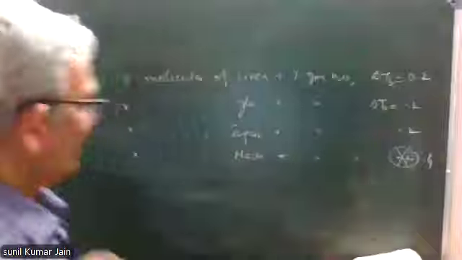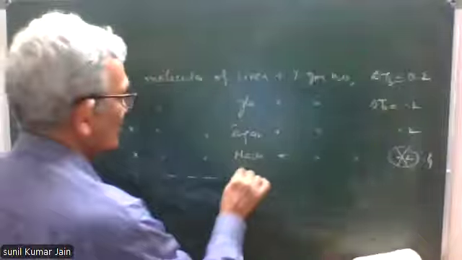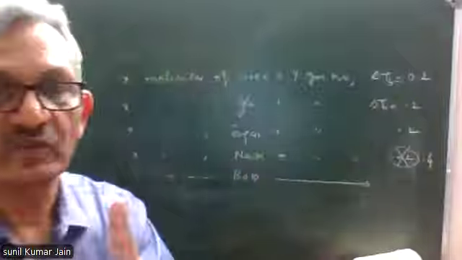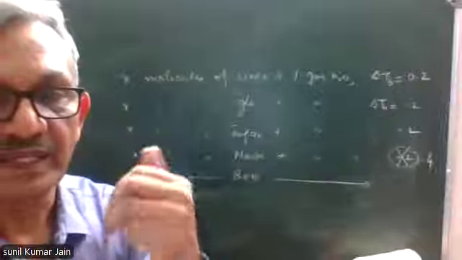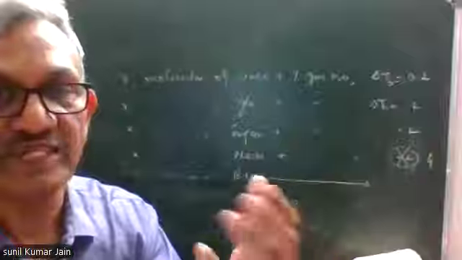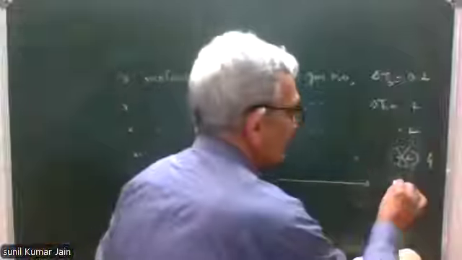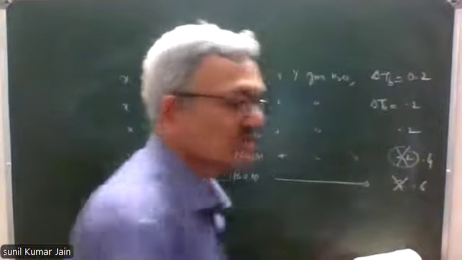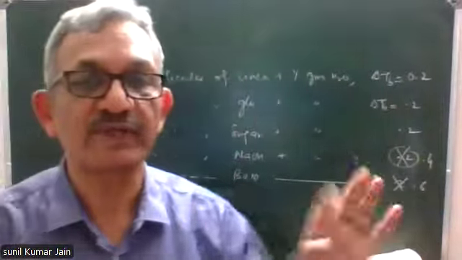Right? Naturally, if I dissolve the same number of molecules of barium chloride, then one molecule will give 3 ions. The number of effective particles will increase 3 times. The value of colligative property will be 3 times. It will not be 0.2, it will be 0.6.